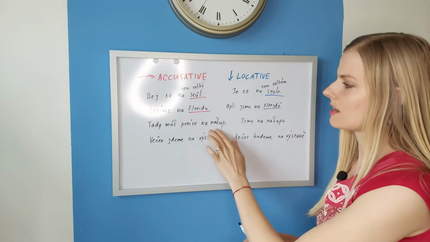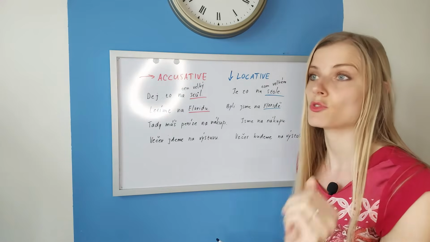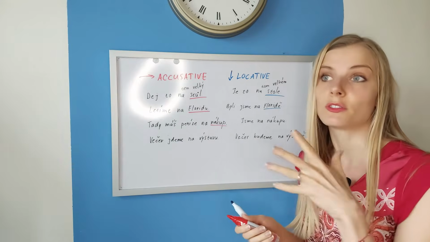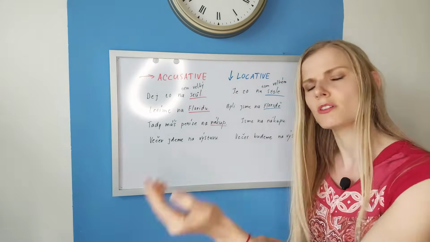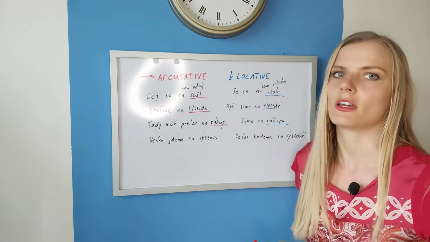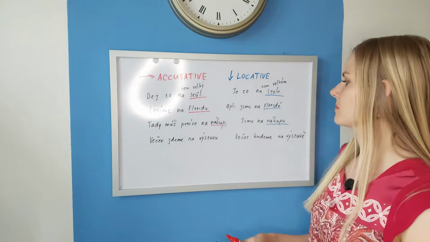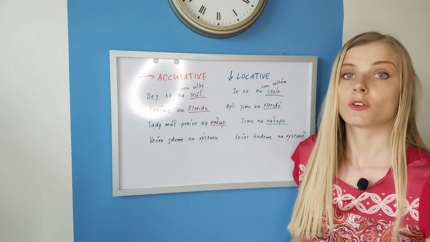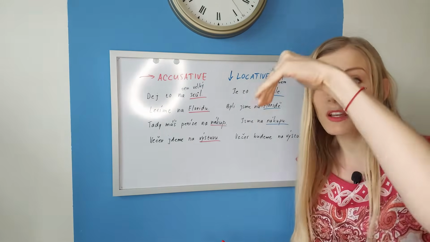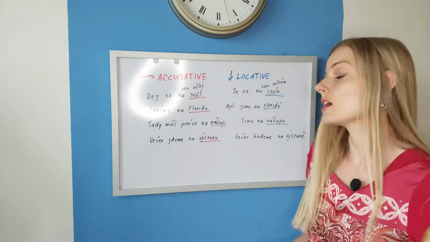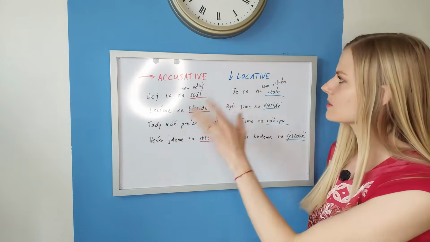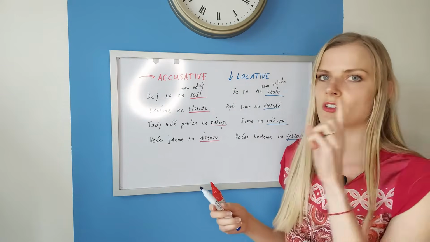Tady máš peníze na nákup. Here you have money for shopping. Usually grocery shopping when we say nákup. So we are speaking about purpose of this money. This money is for shopping. Jsme na nákupu. We are doing the shopping. We're at the grocery shopping. Večer jdeme na výstavu. We're going for an exhibition in the evening, a direction. Večer budeme na výstavě. I am describing where I'll be. So that's a location.